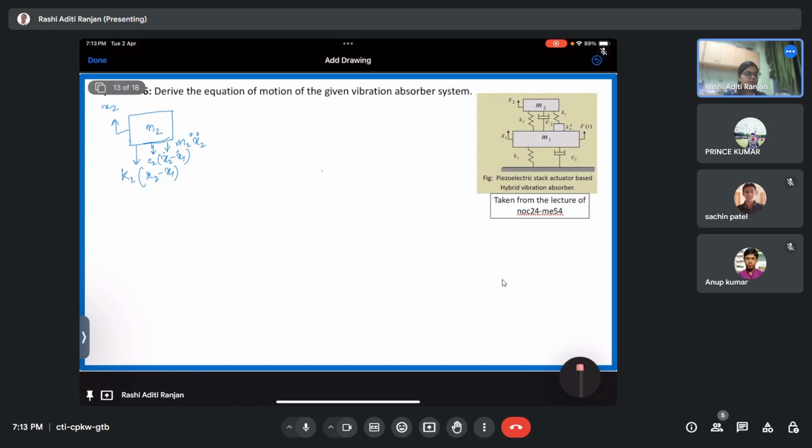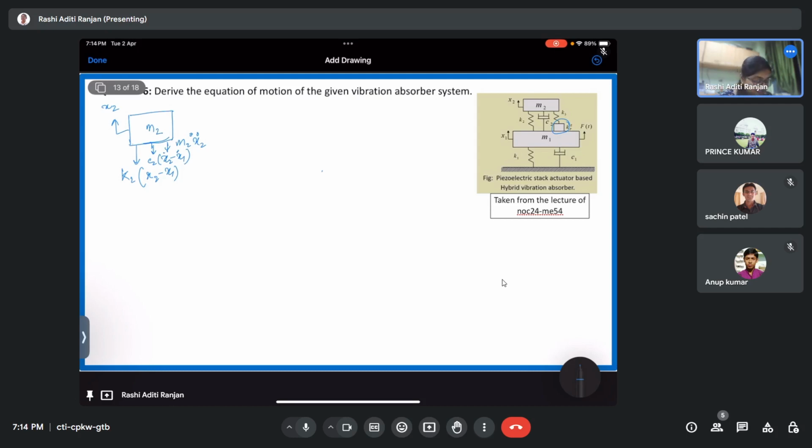Okay. So here, this circle that I am making is actually my piezoelectric stacked actuator. So what is this actuator actually doing? It is sensing the movement of m1, and corresponding to that it is providing some force to m2. Corresponding to that it is trying to absorb the vibrations of m1, right? Mitigate the vibrations of m1.